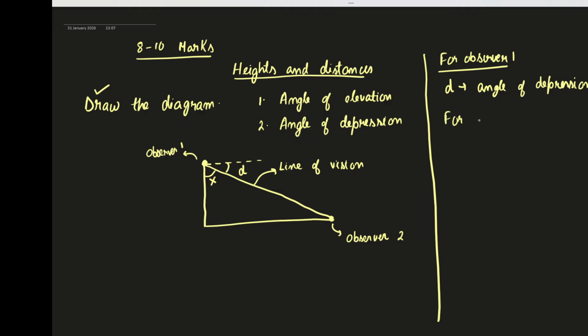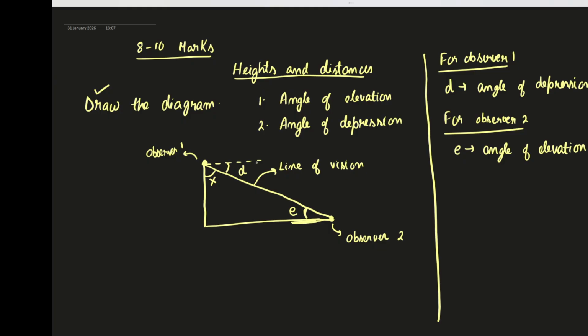Now for observer 2, who is standing on the ground and observing a person standing on top of a building, this becomes the line of reference. This angle will be called the angle of elevation. Why is it called elevation? Because I'm observing someone who is located at a point above my point of reference, right? So this E is known as the angle of elevation.